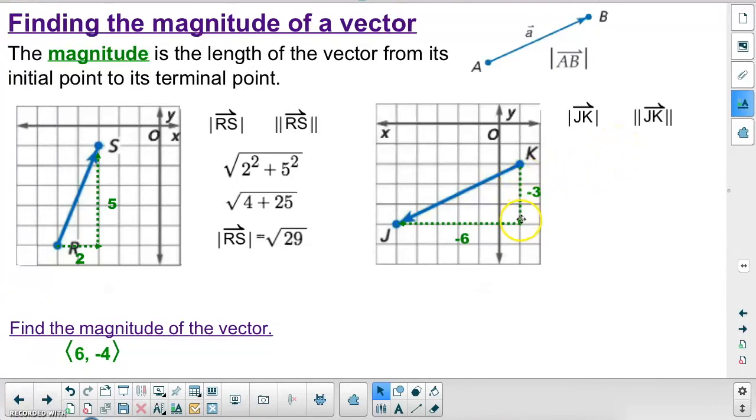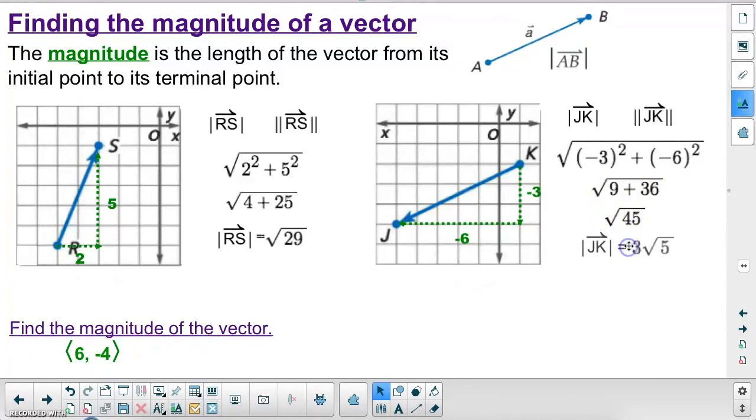Notice here, once we plug in both -3 and -6, we're going to be squaring those. So it doesn't matter that we're using negatives. We're really not using those to represent length. We're trying to represent those vectors here for the horizontal and vertical components. So -3 squared is a positive 9. -6 squared is a positive 36. So we have 9 plus 36, which gives us the square root of 45, which simplifies to 3 root 5. So the magnitude of vector JK is 3 root 5.